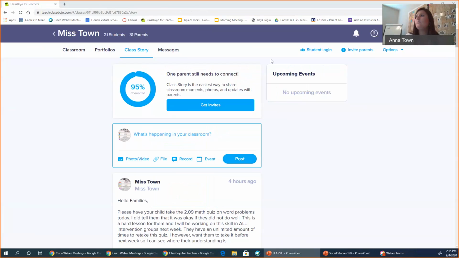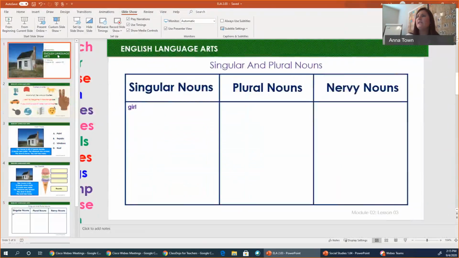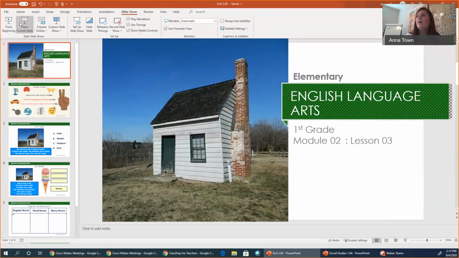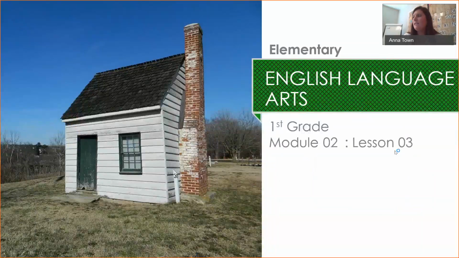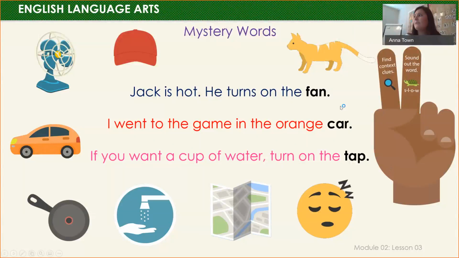Now we're going to do module 2.03 for our ELA. We're going to move on. What we're going to do here is try to read the mystery words. The mystery words are in black. Your job is to look at the context clues, meaning what the sentence is saying, look at the pictures around, and then sound out the word. For example, if it was S-L-O-W, I go S-L-O-W, slow.